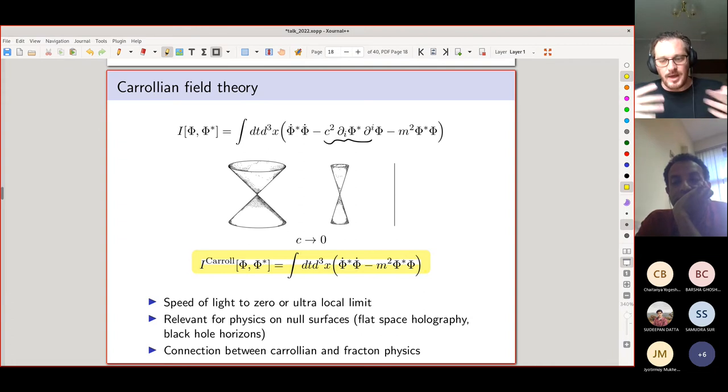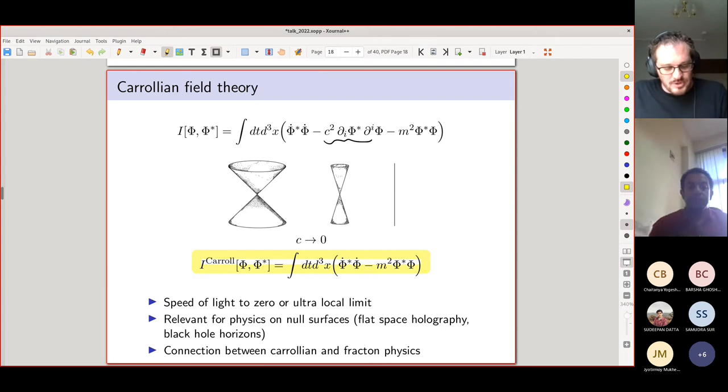And this is somehow the relation between Carrollian physics and fracton physics, or one relation that we became aware of. And these Carrollian field theories also show up for physics on null surfaces. In this sense, this is also relevant for flat space holography, because scri is a null surface to some extent, and black hole horizons are also null surfaces. So these Carrollian field theories show up also in this kind of context.